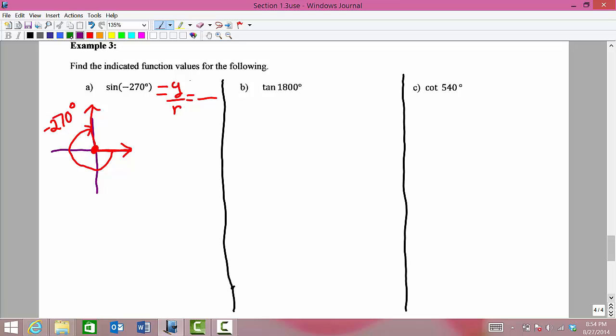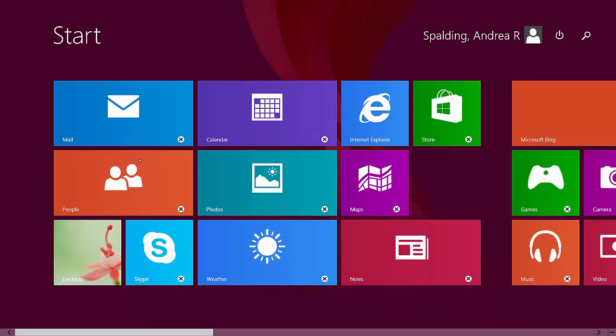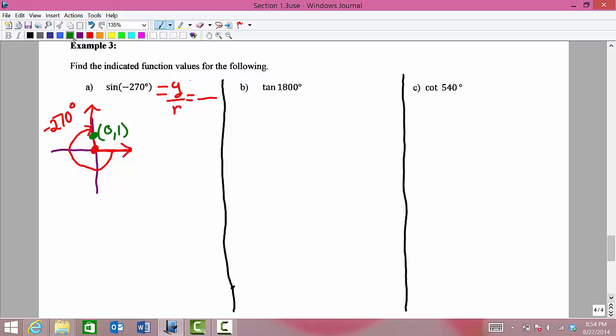We can pick a point that lives on the terminal side. That would be 0, 1. So x is 0, y is 1, and r, once again, is also 1. So our sine value would be y, which is 1, divided by 1. So we get a final answer of positive 1.